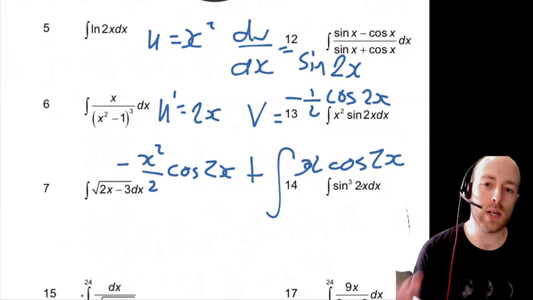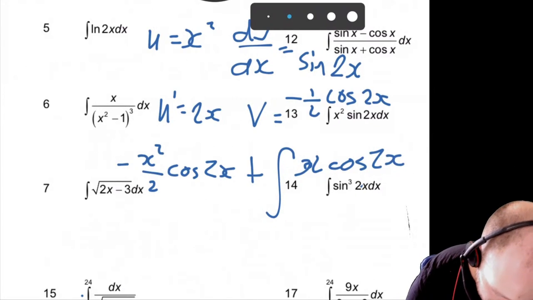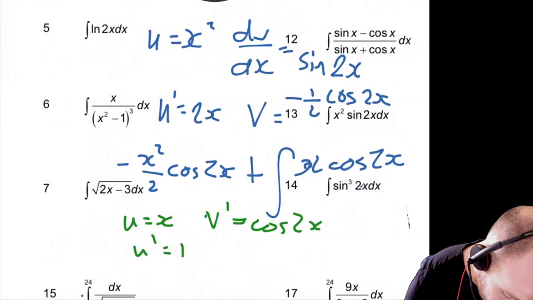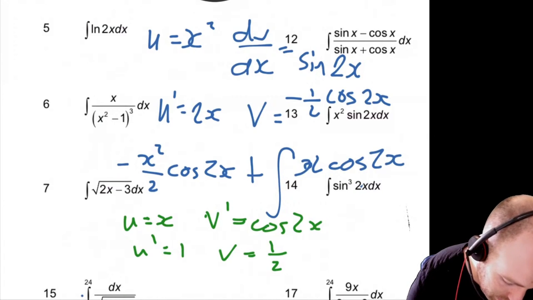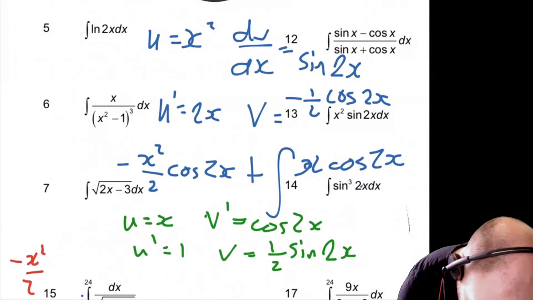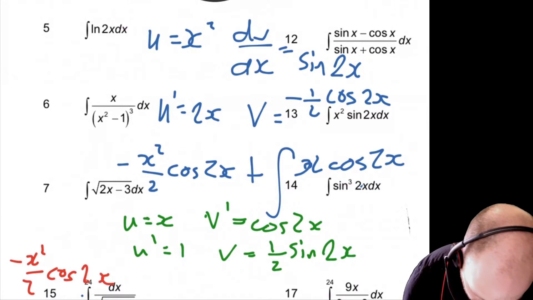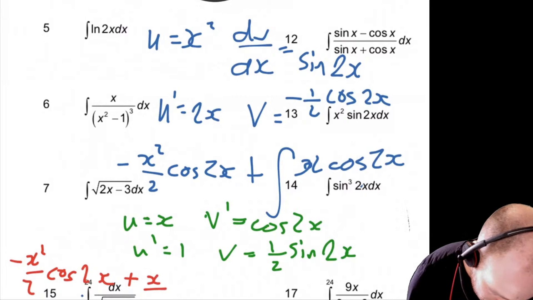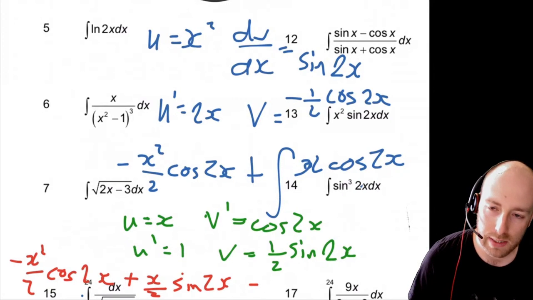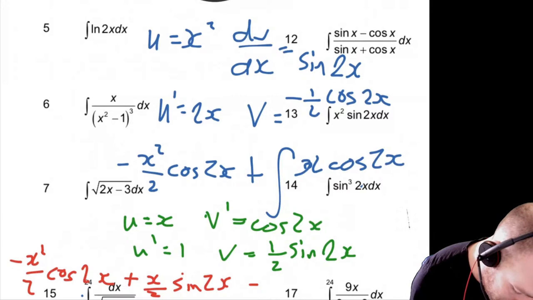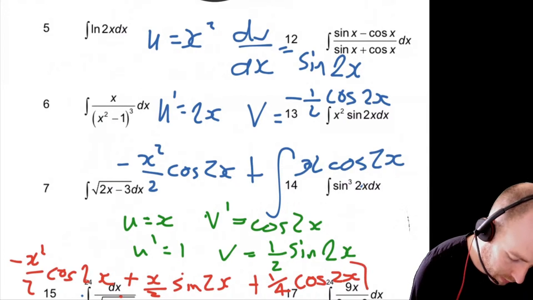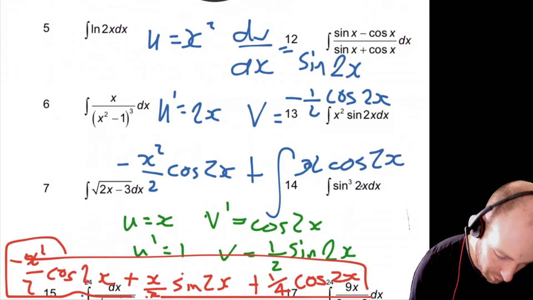So we actually need to do another by parts on this one. So we're going to say u is x, v dash is cos 2x, u dash is 1, v is a half sine 2x, as cos integrates to sine. Put the whole thing together, minus x squared over 2 cos 2x plus uv, x over 2 sine 2x, minus the integral of v du dx. Well, du dx is 1, v is a half sine 2x. Sine integrates to minus cos, so we're going to get plus cos 2x, and we're going to need a quarter out the front there. So that should be our integral there.